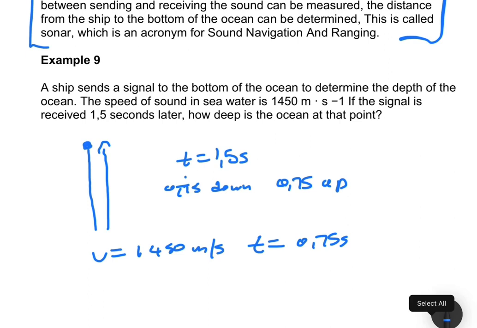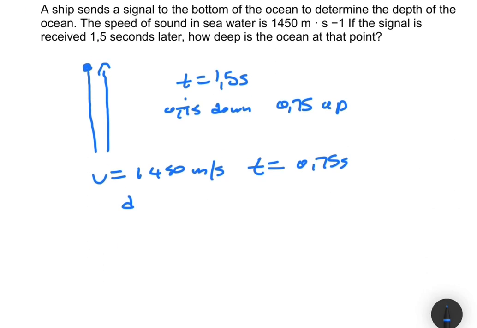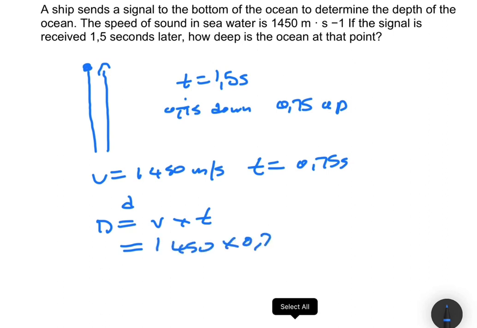Now we are just looking for the distance. This will be easy to compute because we know that the distance is equal to the speed multiplied by the time. So we're going to have 1450 multiplied by 0.75, which will be 1087.5 meters.